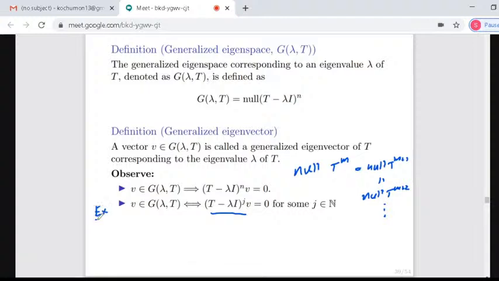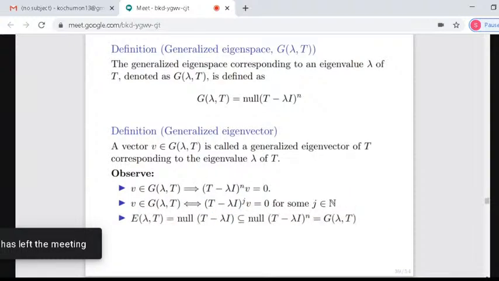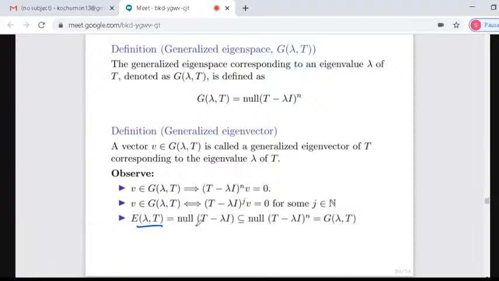This is an if and only if statement. Assume this thing, prove this fact; then assume this thing and prove the other fact. This thing I have already told you: E_lambda(T) is the null space of (T minus lambda I). This is contained in the null space of the higher power because null spaces grow, and this is equal, by definition, to G_lambda(T).